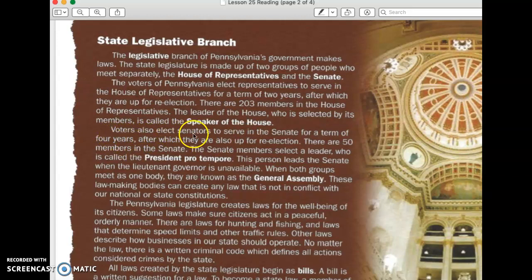Voters also elect senators to serve in the Senate for a term of 4 years, after which they are also up for re-election. There are 50 members in the Senate. The Senate members select a leader who is called the President pro tempore. This president leads the Senate when the lieutenant governor is unavailable. When both groups meet as one body, they are known as a General Assembly. These lawmaking bodies can create any law that is not in conflict with our national or state constitutions.